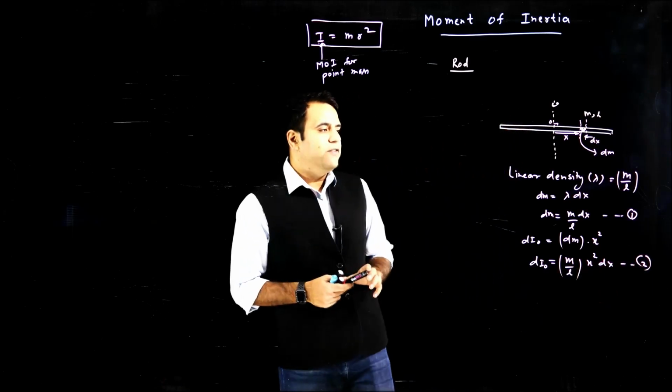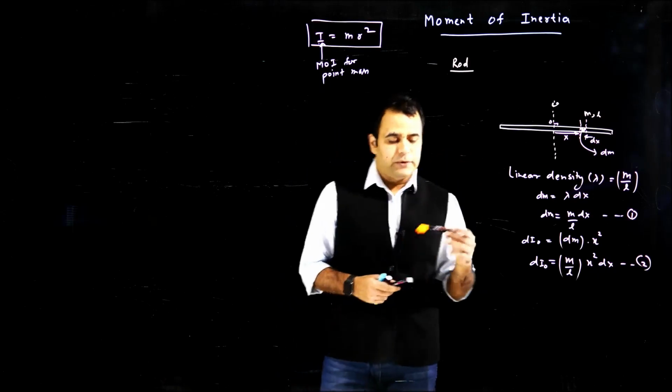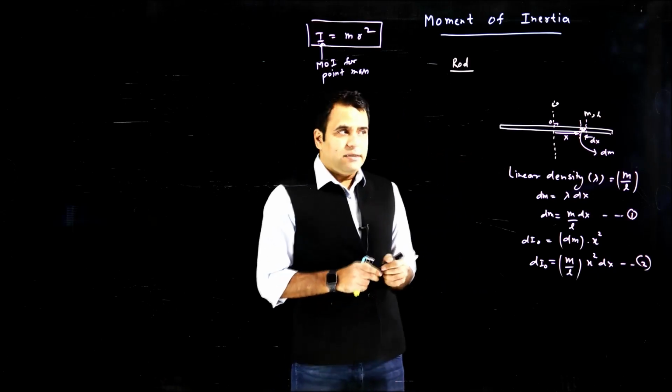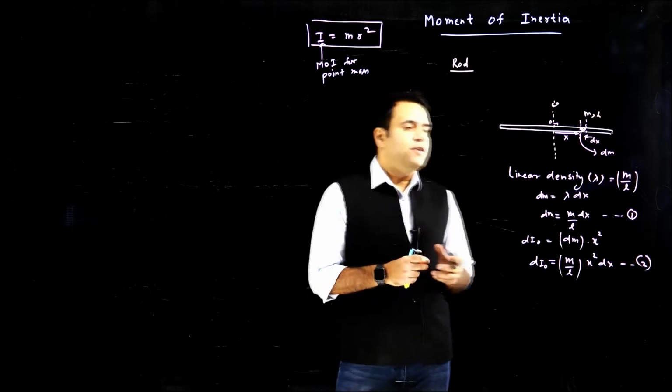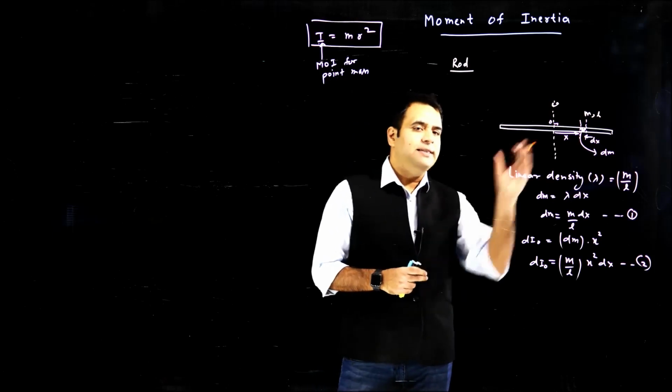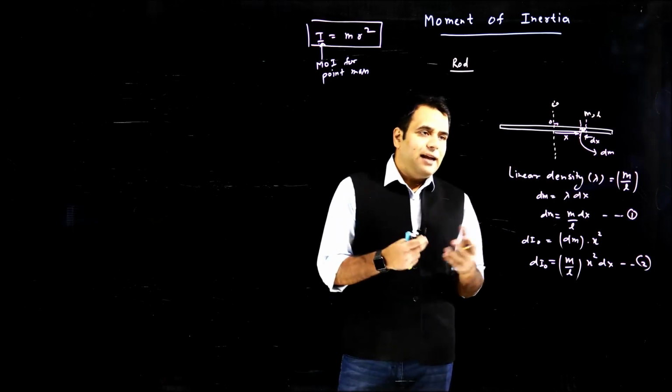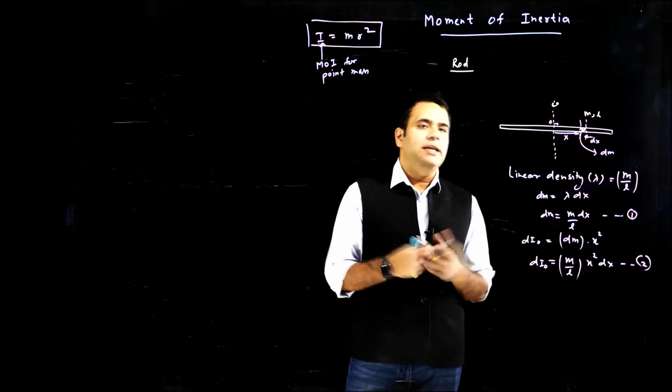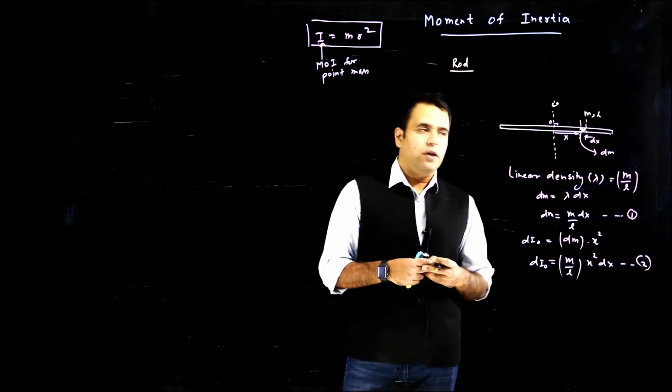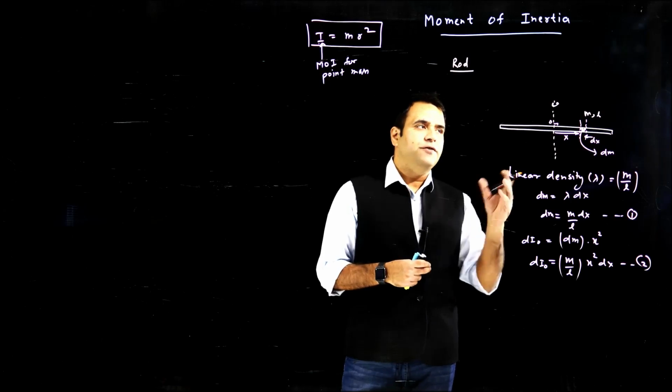So this is the moment of inertia for my element. Since I can recreate this whole object with the use of multiple elements, which are points, if I add the moment of inertia of all the points existing on this rod, I'll be getting the moment of inertia for this rod.